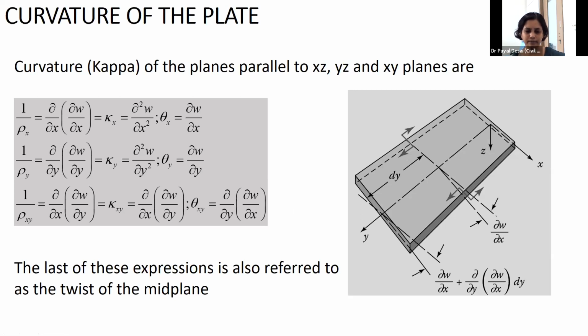But in case of beam, how do you actually define the curvature, that we will see in the next slide. So basically the last expression is referred to as twist of the middle plane. So the middle plane will also twist. You must have seen the twisting phenomena. This is a kind of twisting that can happen in case of plate. So though it is a bending object, there is twisting also. Along with bending there is twisting, but in case of beam there is only bending.